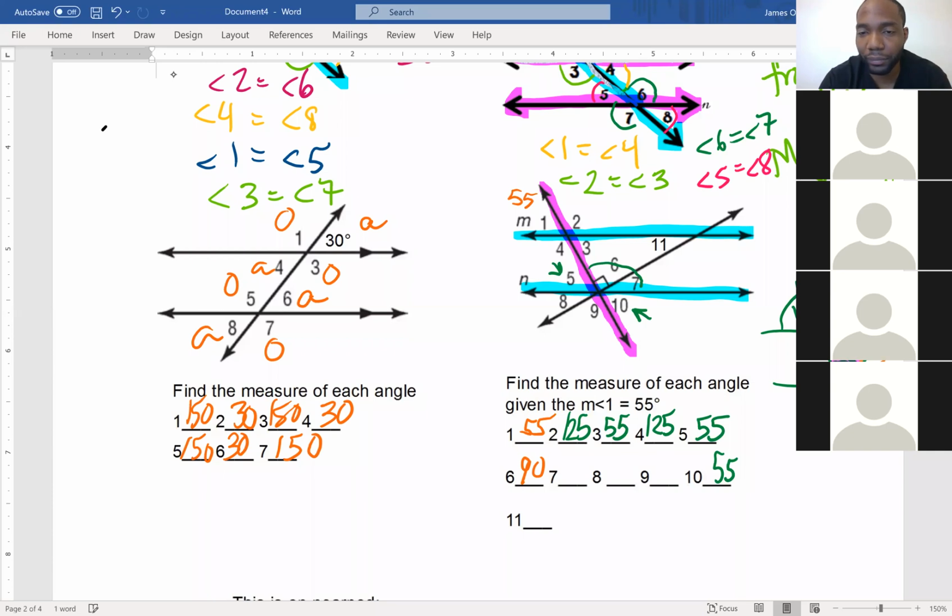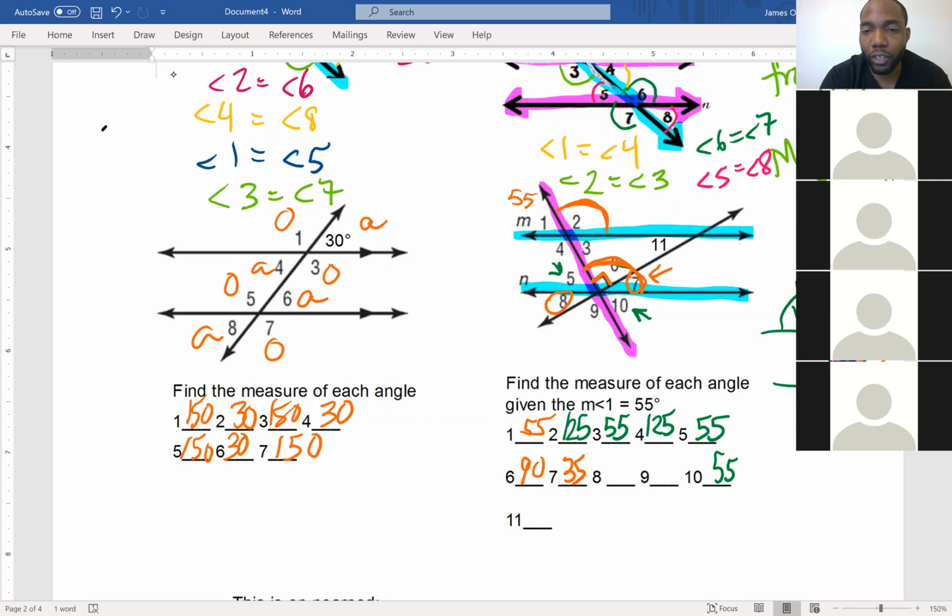So if this is 90 degrees already right here, how much is this angle right here? Well, 35. All right, so this entire angle is 125, y'all. And if this is 90 already, this angle has to be what? 35. Okay.